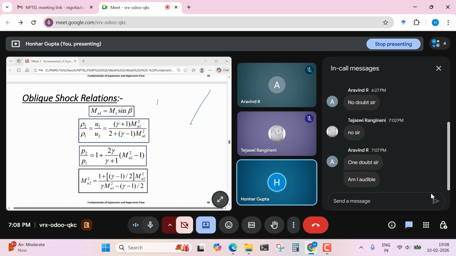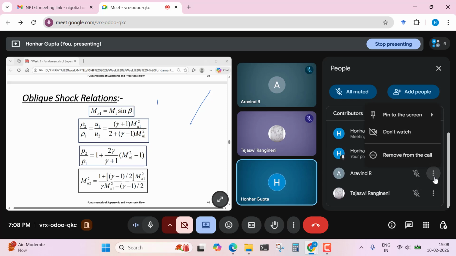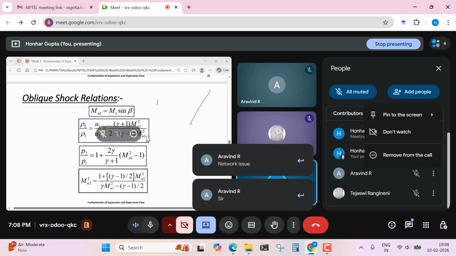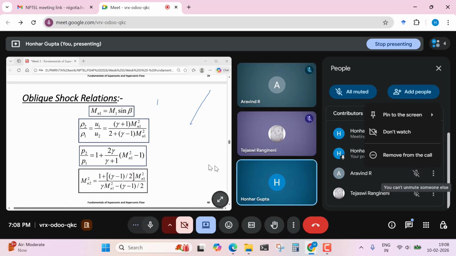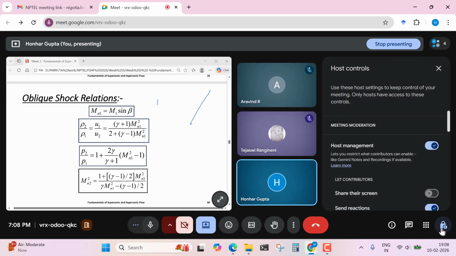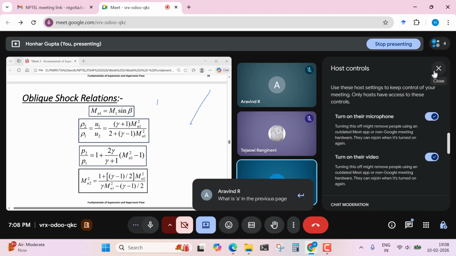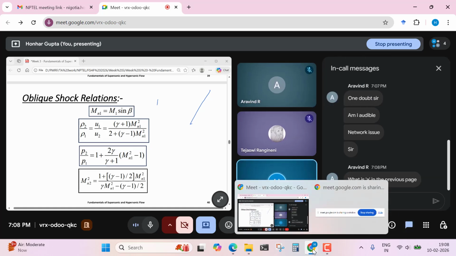No, you are not audible. Okay, you can write the doubt then. In the previous page.